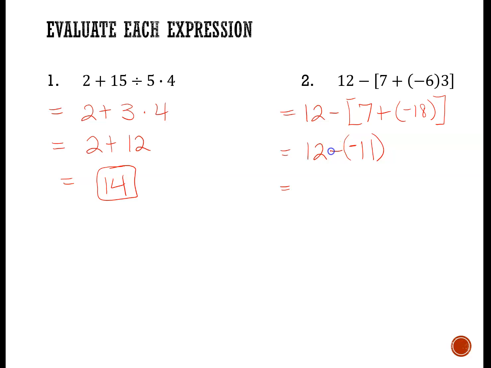Now, so we're subtracting. Leave, change, change. Add the opposite. So subtraction becomes addition. Opposite of negative 11 is 11. And then we add those. 23 is our final answer.